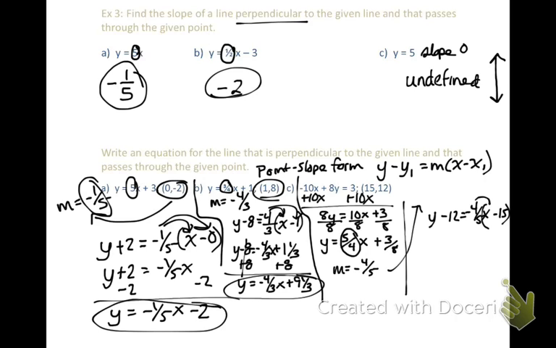Then distribute the 4/5. So y minus 12 equals negative 4/5 x. 5 goes into 15, and it's going to be positive because they're both negatives. 5 goes into 15 3 times, 4 times 3 is 12. And then I'm going to add 12 to both sides. So y equals negative 4/5 x plus 24. And here is your answer to that.